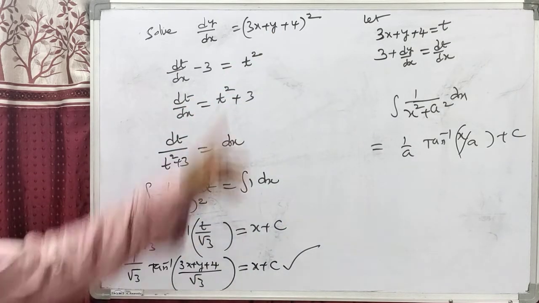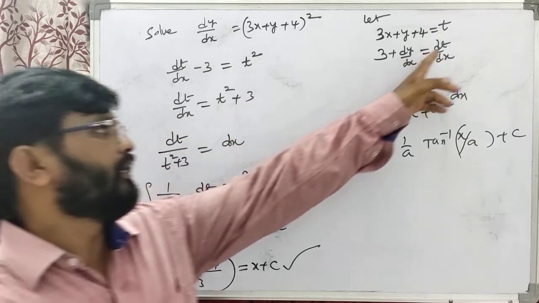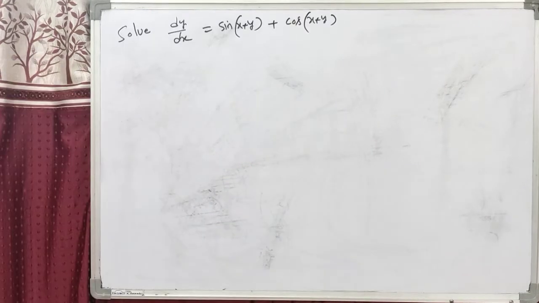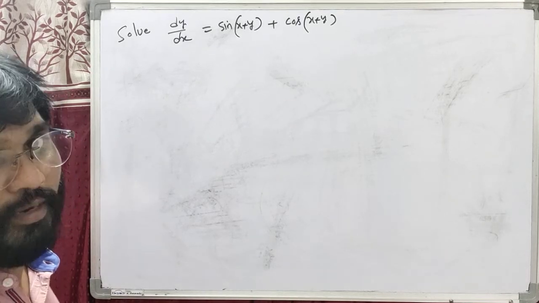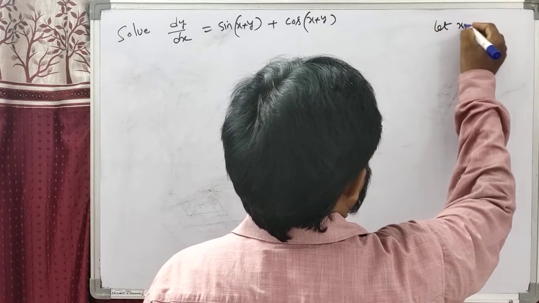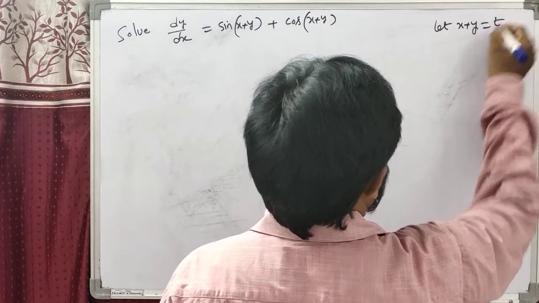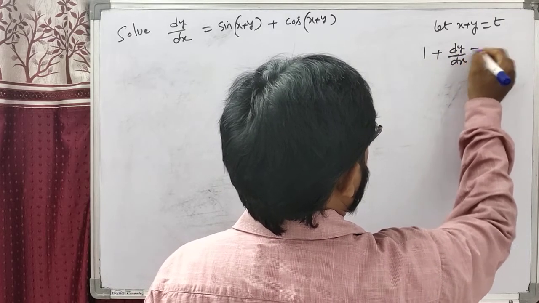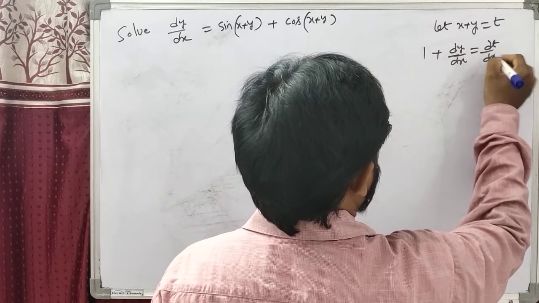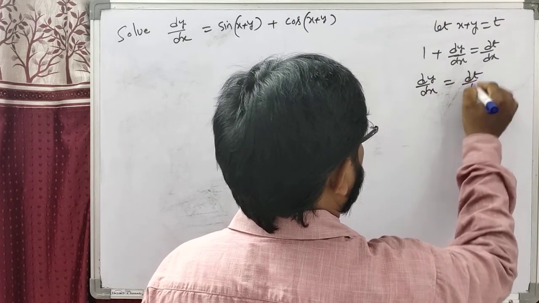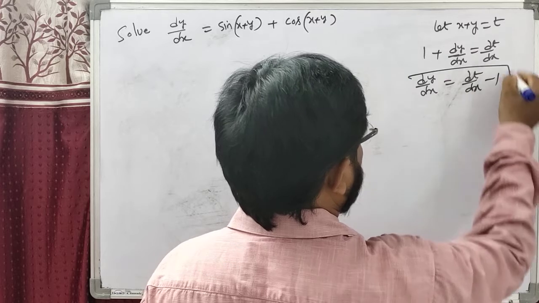Okay, how can you write dy by dx as dt by dx minus 3, right? Dear students, the dy by dx equal to sin of x plus y plus cos of x plus y. First we take x plus y as t, the derivative of x is 1, and dy by dx equal to dt by dx minus 1.